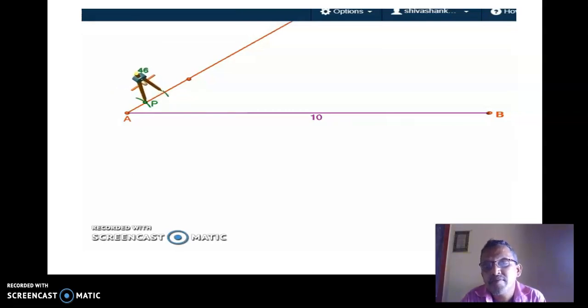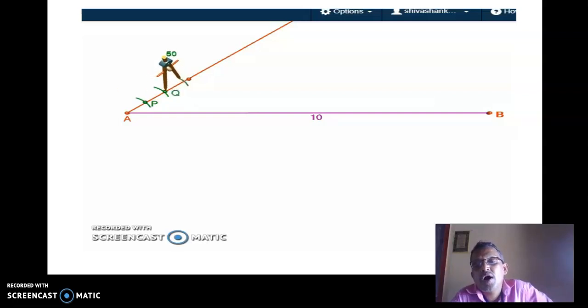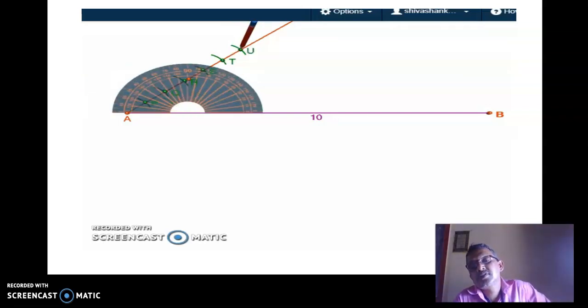Observe here. Now from P with same radius, cut at Q. Now from Q with the same radius, cut at R. Now from R with the same radius, cut at S. Now with the same radius, cut at T. From T with same radius, cut at the sixth point, so 6 equal parts.